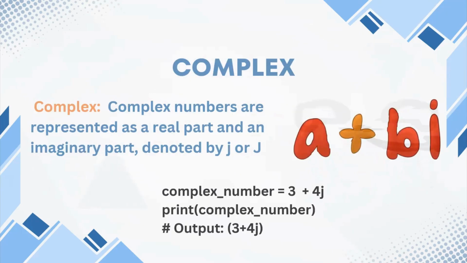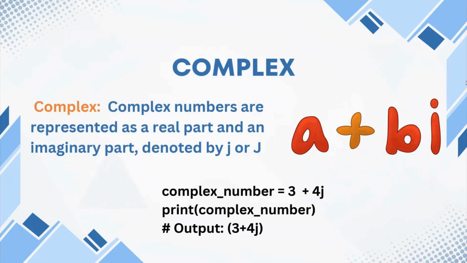Next, we have the complex data type, a plus bi. Complex numbers are represented as a real part and an imaginary part, denoted by j or i. Here i or j is the imaginary part, called iota in mathematical language. Complex_number = 3 + 4j means one real number with one imaginary number. You are making one program, and if you write print complex_number, the output will be 3 + 4j.